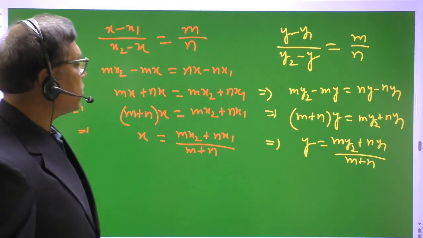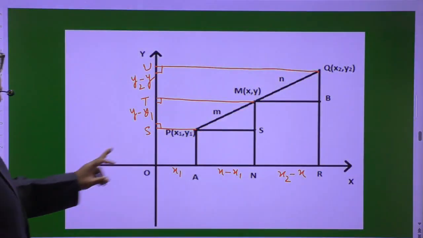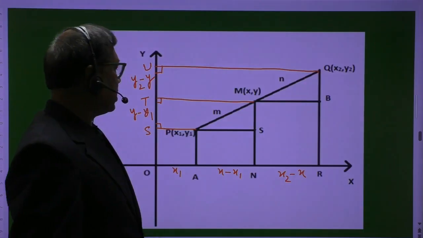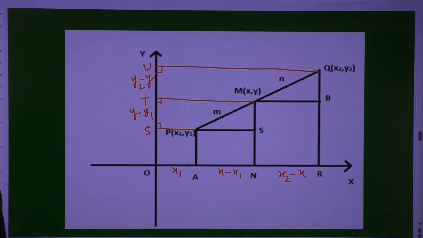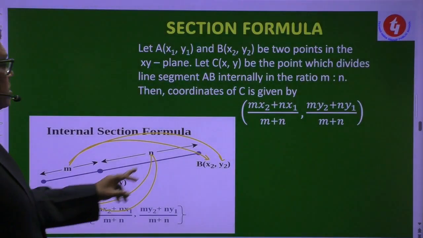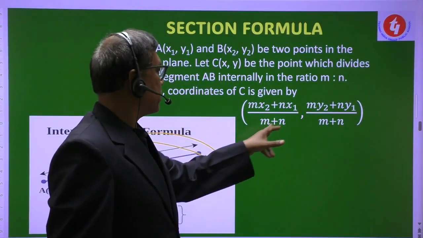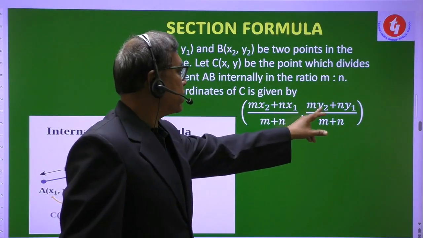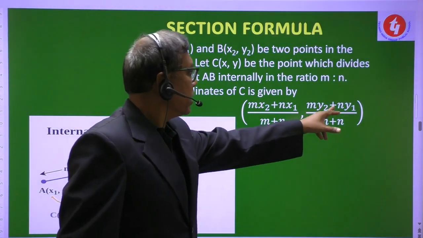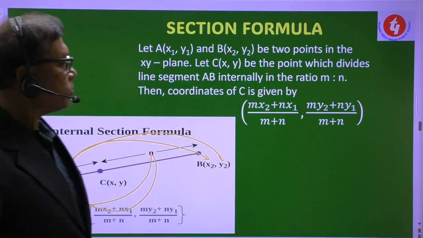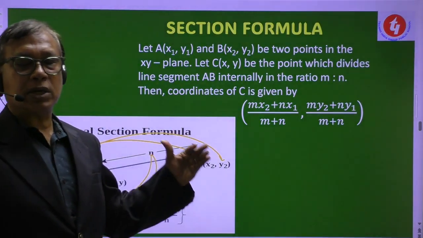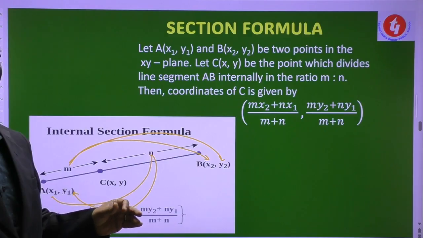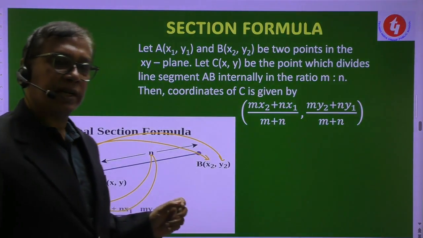So that is the y coordinate of the point M. So finally we got the section formula, that is (m x2 plus n x1) upon (m plus n) and (m y2 plus n y1) upon (m plus n). So we derived this formula without using the concept of similarity. Yes or no? Is it clear?